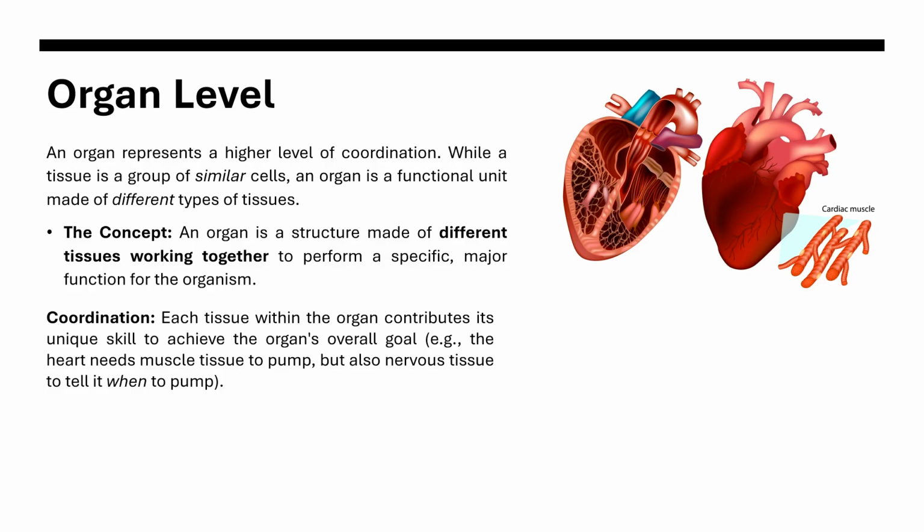Next one is coordination. In an organ, every tissue contributes its unique skill to the overall mission. For example, take the heart. It needs muscle tissue to provide the physical power to pump blood. It needs nervous tissue to act as the electrical timer, telling the muscle exactly when to pump. And it even needs connective tissue to give it shape and epithelial tissue to line its chambers. If even one of these tissues stops working, the entire organ fails.